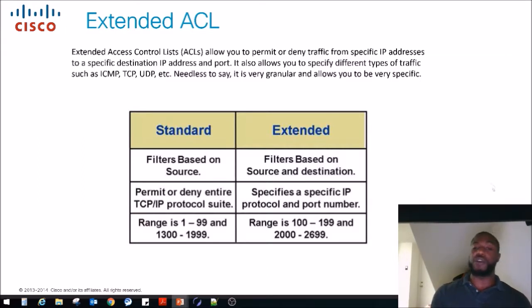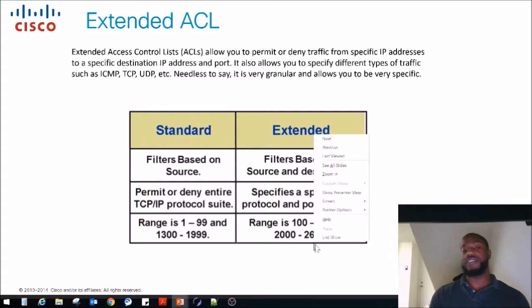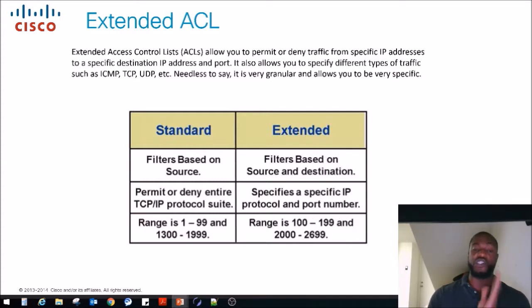And the range number is also different. This is something else you might want to memorize. The range numbers for extended ACLs are between 100 and 199, and also 2000 and 2699. That is basically the general difference between standard and extended.